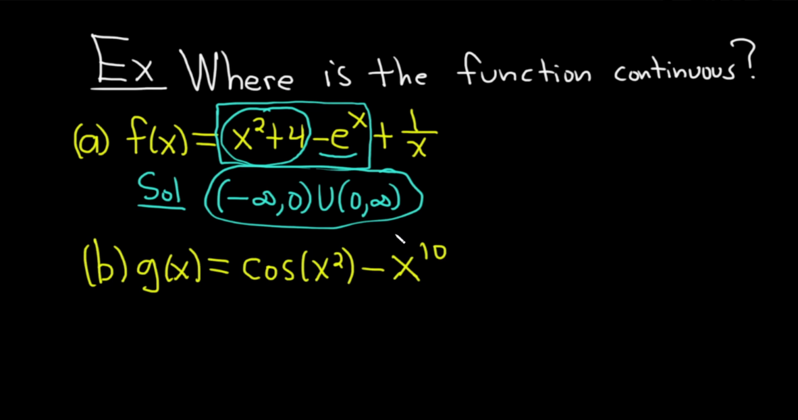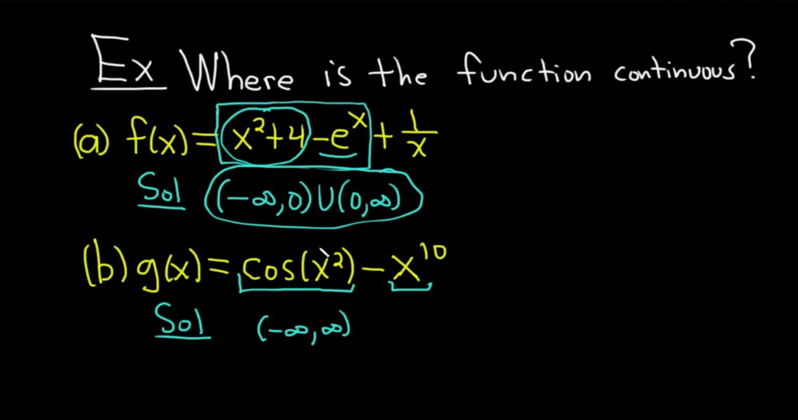Part B is g of x equals cosine of x squared minus x to the 10th. Let's go ahead and work this one out. Solution. So cosine itself is continuous, and so is x squared. The cosine of x squared is basically a composition of continuous functions, so it's continuous. X to the 10th is also continuous, and when you subtract two continuous functions, you get a continuous function. So the answer here is everywhere. You could write the answer as negative infinity to infinity. So there's no issues here at all.